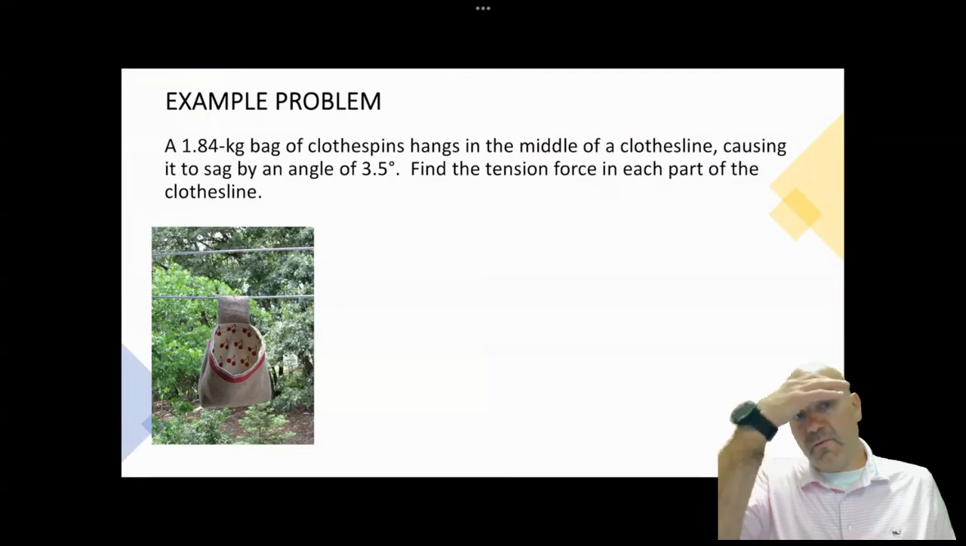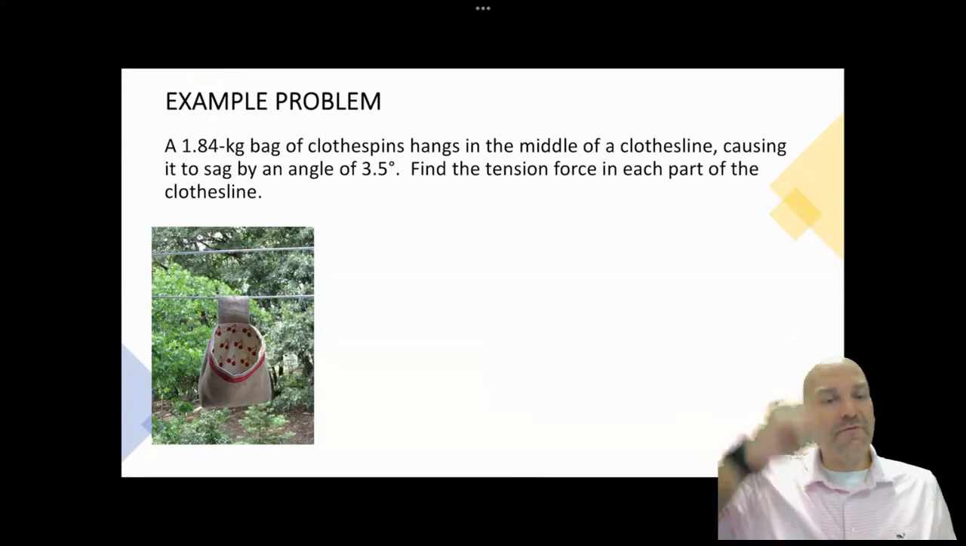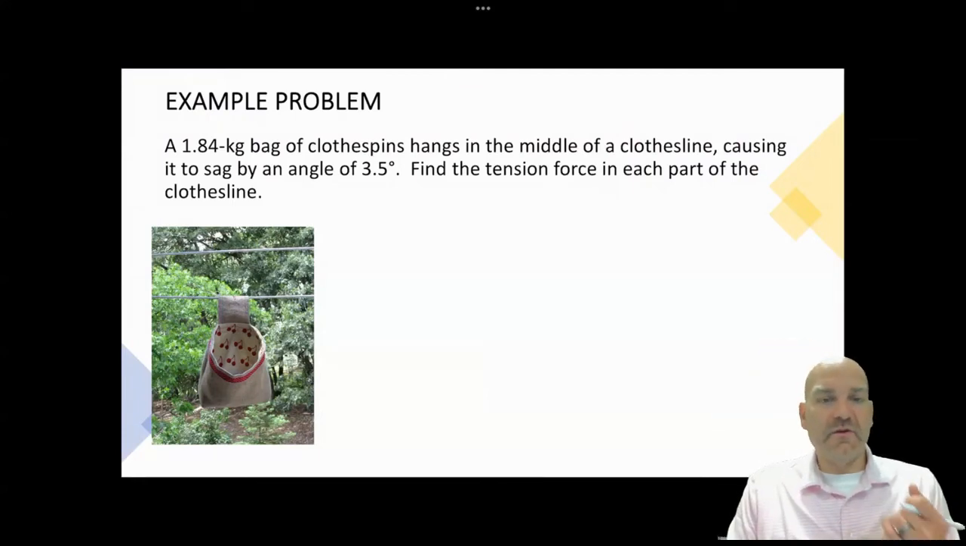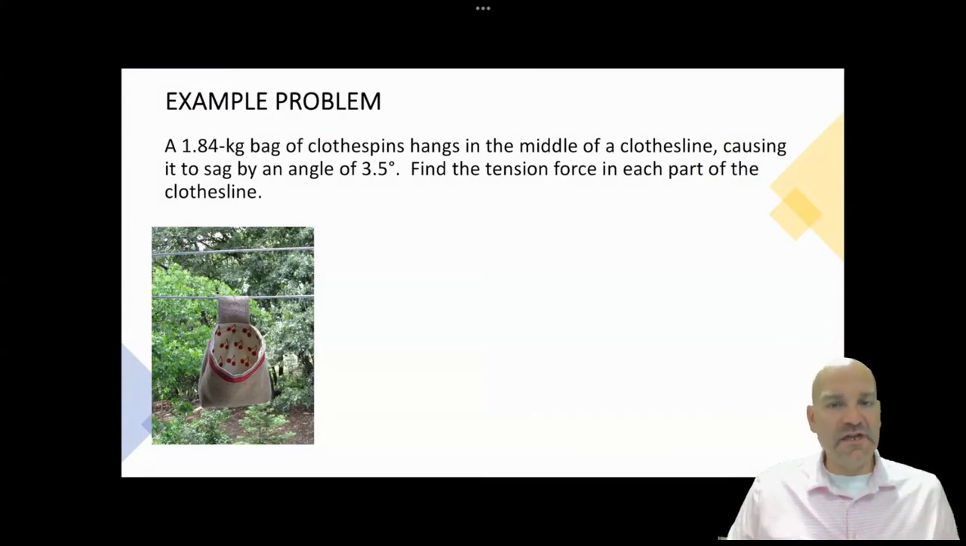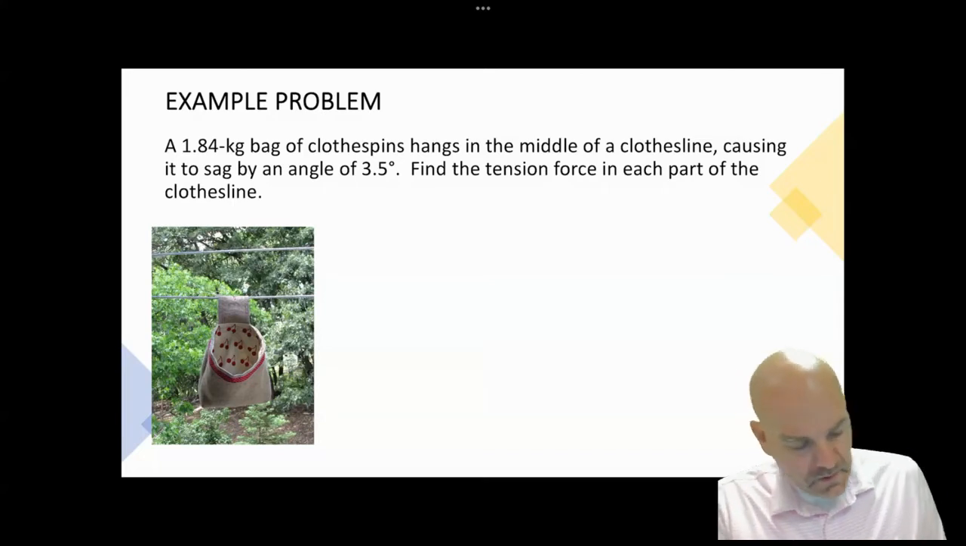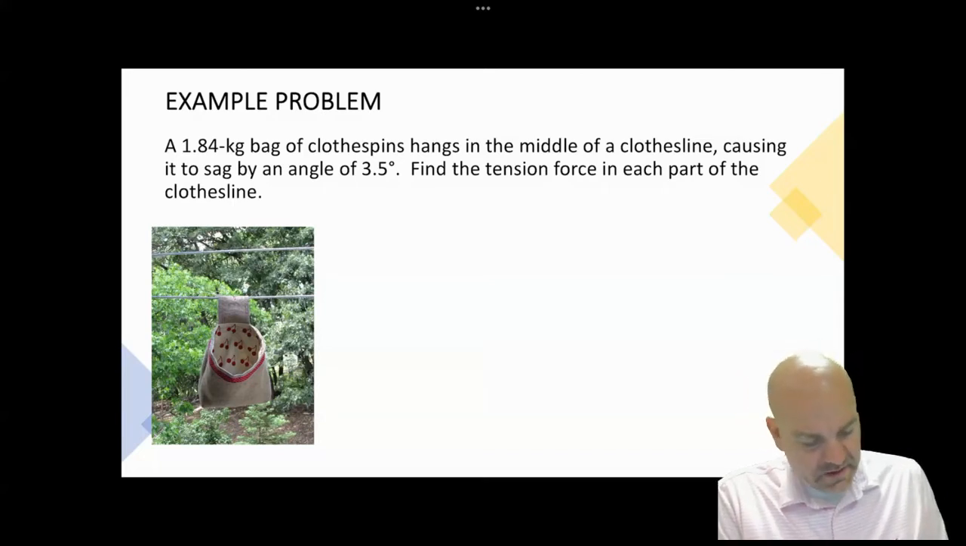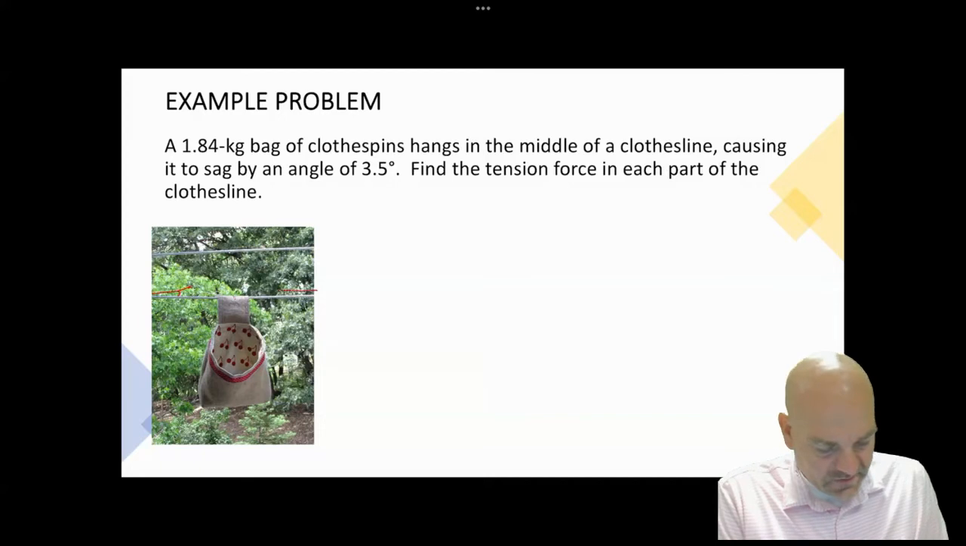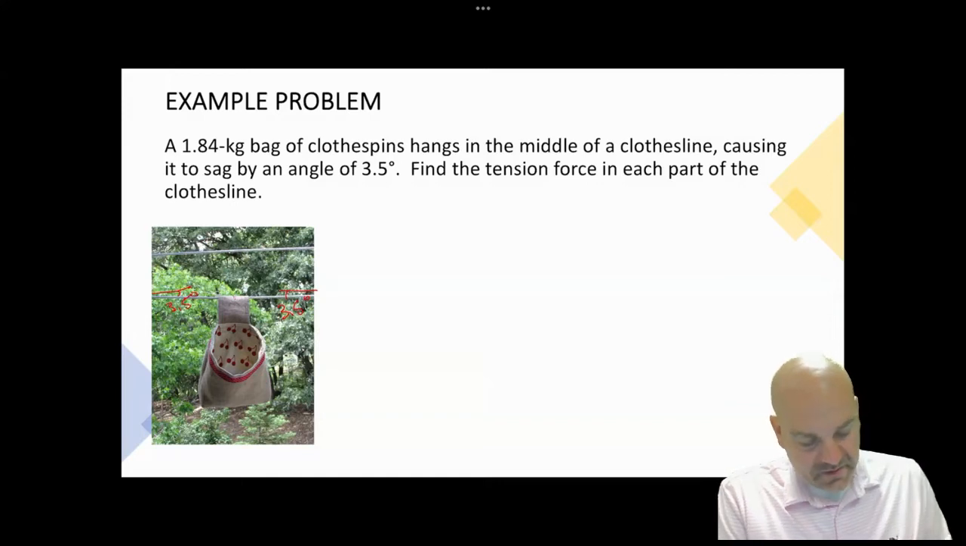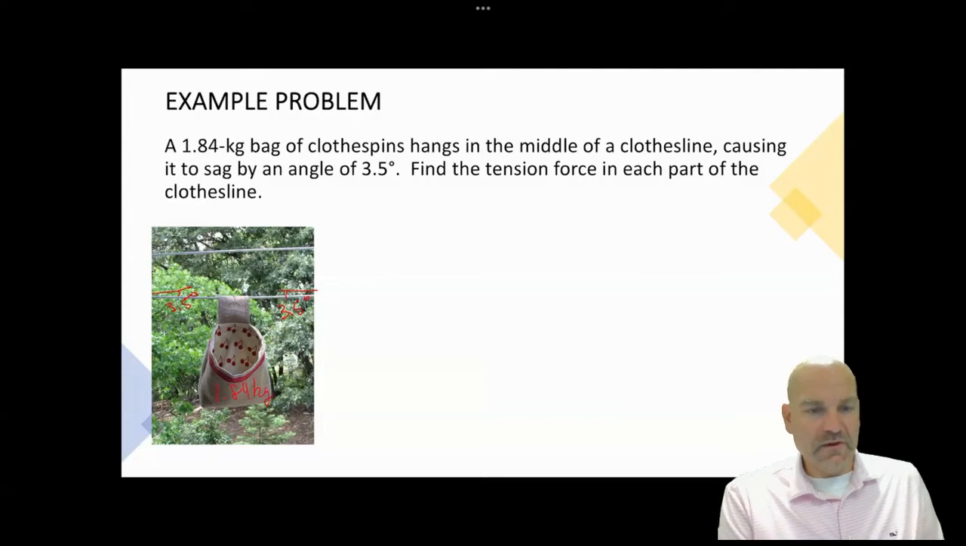Okay, so let's look at a little bit further of an example. You've got a 1.84 kilogram bag of clothespins hanging in the middle of a clothesline, causing it to sag by an angle of 3.5 degrees. Find the tension force in each part of the clothesline. Okay, so basically, here's my picture, and it tells me that this is going to sag at 3.5 degrees, and that it has 1.84 kilograms.